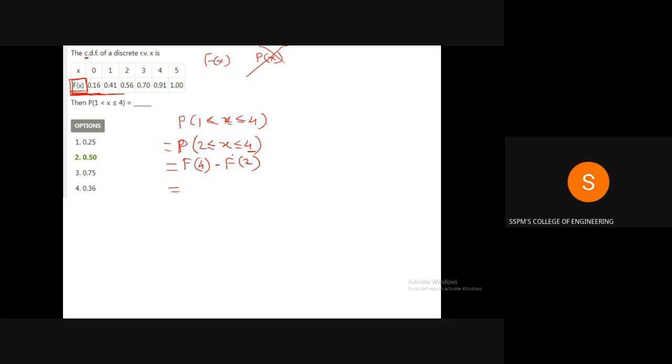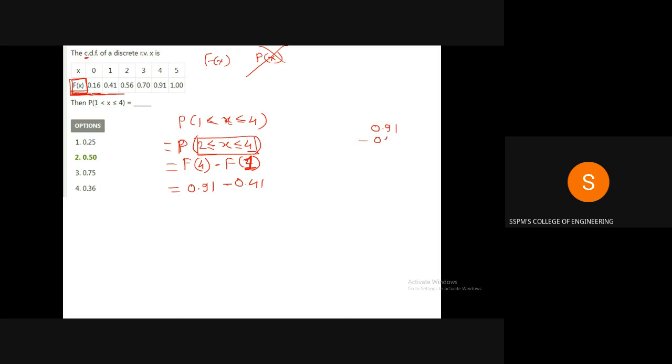Sorry, we are calculating for 1, so here it will be 1. For 2 to 4, this cumulative frequency we need to calculate, so we will put 1 here. So F of 4 minus F of 1 is 0.41. So what is the subtraction?